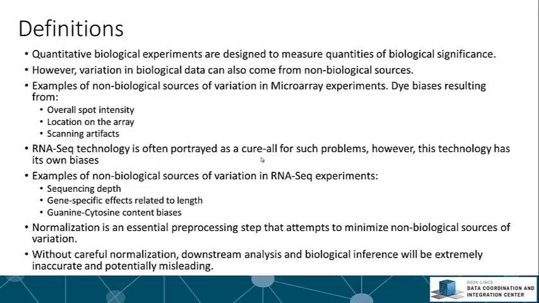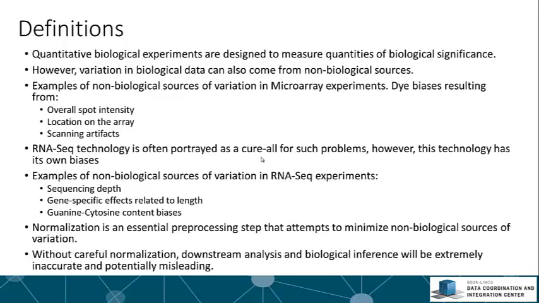Quantitative biological experiments are designed to measure quantities of biological significance, which means that we're typically in a situation where we attempt to interpret variation in the data in terms of the underlying biology. However, some of the variation in the data comes about not from underlying biological variation, but from non-biological sources. Some examples in the context of microarray experiments come from biases in the image intensity, such as overall spot intensity, spatial location on the array chip, and scanning artifacts.